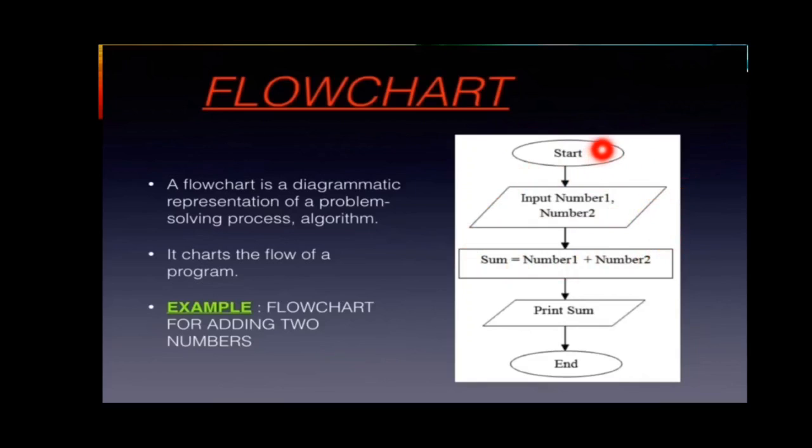You can see the first step is always start. So in this oval shape we will write start. Second, input number 1, number 2. You can write separately also or you can write in the same box also. Then sum is equal to number 1 plus number 2, print sum and then end. So this is a simple flow chart to show how we can add two numbers. I hope it is clear to you.